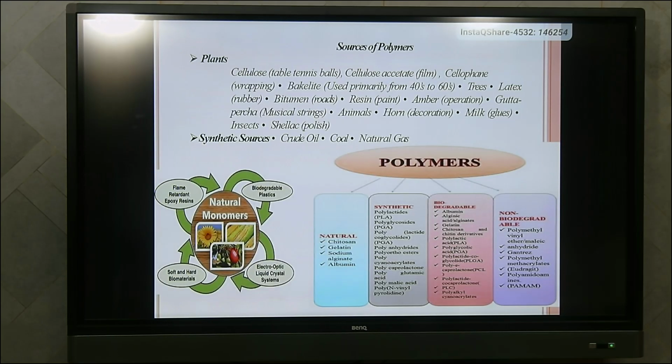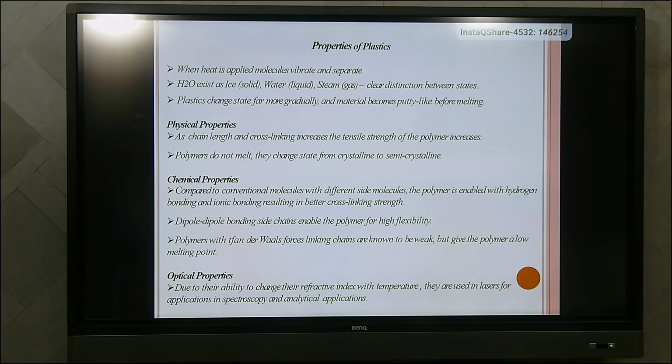The sources of polymers are generally plants, which enclose resins, cellulose, even the milk from animals, trees, latex, etc. Latex, for instance, rubber, is the polymer extracted from a plant resource. We'll go to the properties of plastics, nothing but the polymers.